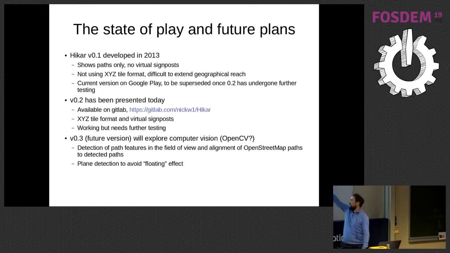0.1, as I said, is the old version. 0.2 is what's been presented today. It's available on GitLab under that URL. It's working, but I'd say it needs a bit more testing, so I haven't put it on Google Play just yet. I do want to test it a bit more before I do that. There is, however, an APK available, which I'll leave open at the end. And 0.3 is a planned future version which will explore computer vision, for example, using OpenCV maybe to more accurately place the paths and the signposts.